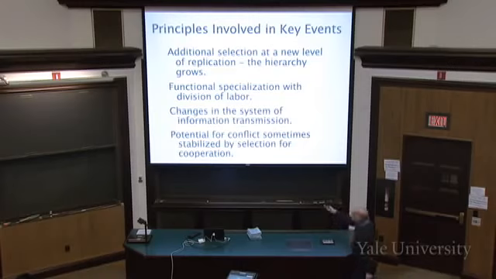Then often in the process of forming this higher level of replication, you have a bunch of lower level units that are coming together to make a higher level unit, and they need to cooperate to do that properly. But they could be invaded by selfish mutants, they could be destabilized, and so there's a conflict issue. And this conflict is sometimes stabilized by selection for cooperation.